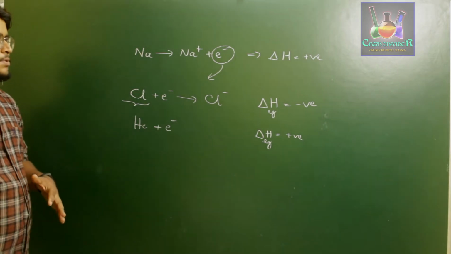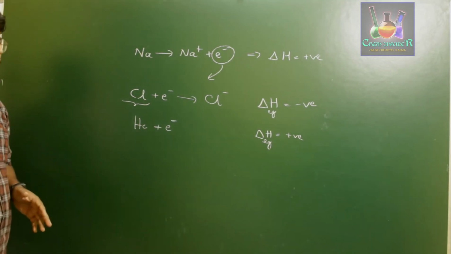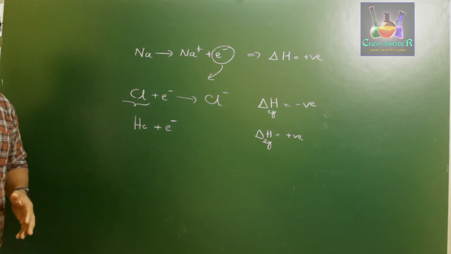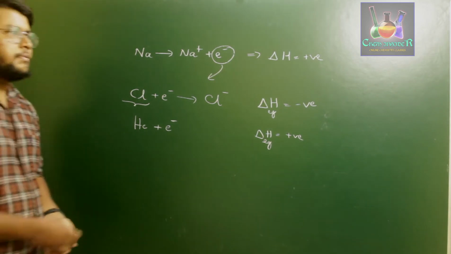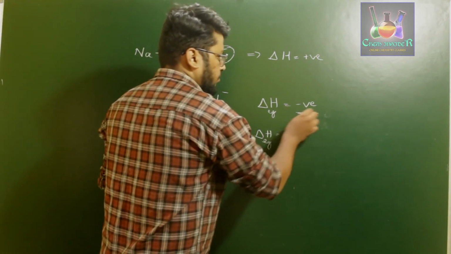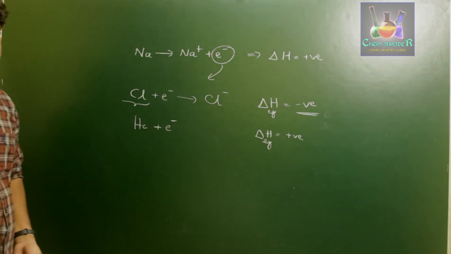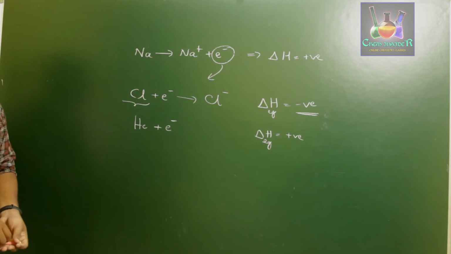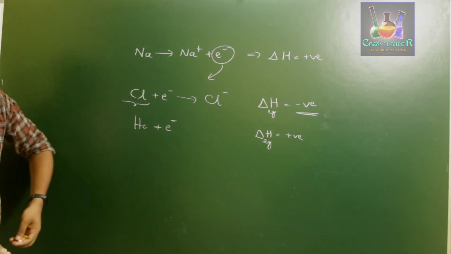What we have generally observed is that most elements have electron gain enthalpy values that are negative, and only for the noble gases is it more and more positive.